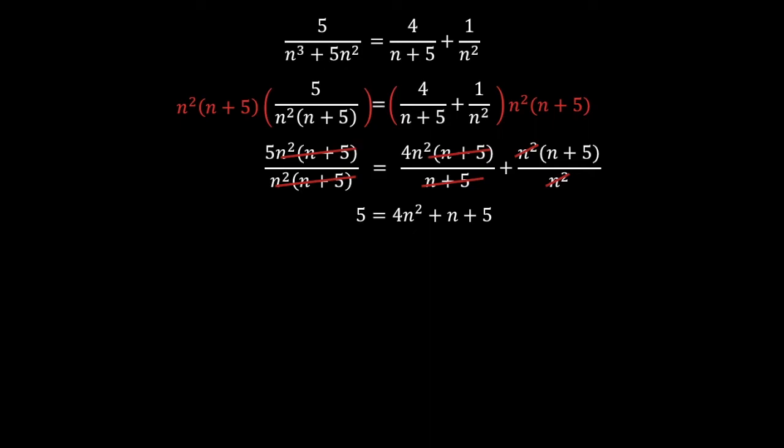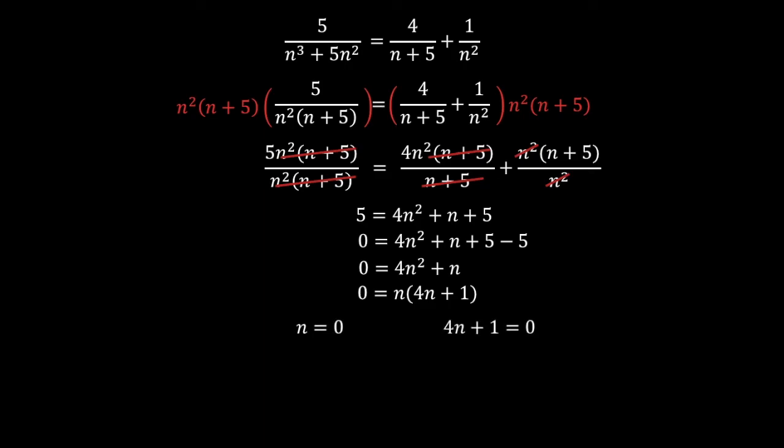Like what we did with our previous example, we equate this to 0 by subtracting both sides by 5. Simplifying, we get 4n squared plus n. We can factor this out as n times 4n plus 1. Again, by the principle of zero products, we equate n and 4n plus 1 to 0 separately. This gives us n equals 0 and 4n plus 1 equals 0. We solve 4n plus 1 equals 0 to get n equals negative 1/4.